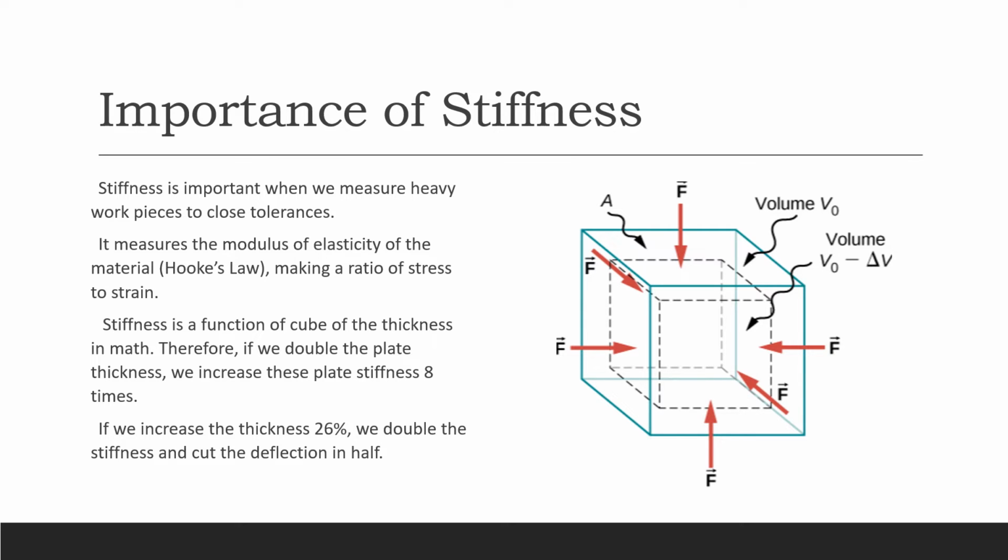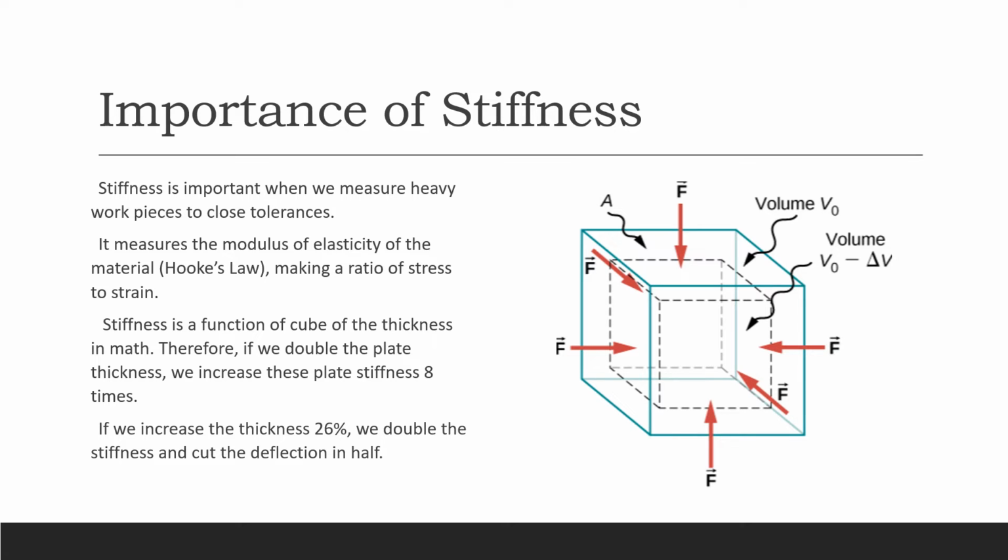I don't know if you have already taken physics 1 or 2, but you definitely need to learn Hooke's law in physics 1, I believe, as far as I remember. It makes a ratio of stress to strain. I'm going to put a website up for you to review, and you can also look into your physics 1 textbook. Stiffness is just a function of the cube of the thickness. So if we double the plate thickness, we increase the stiffness 8 times.